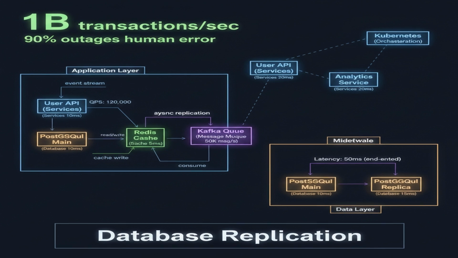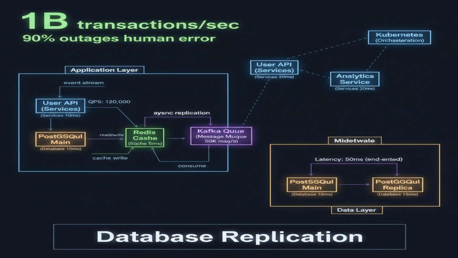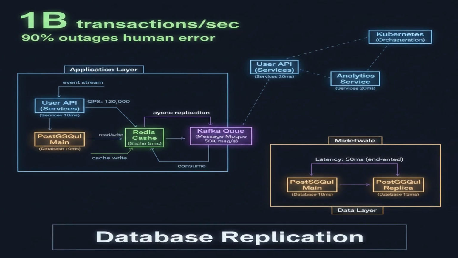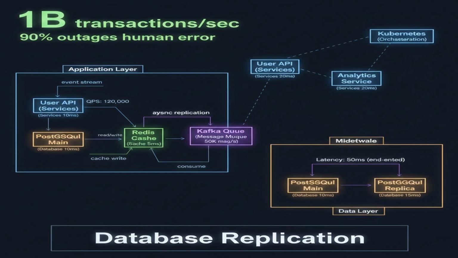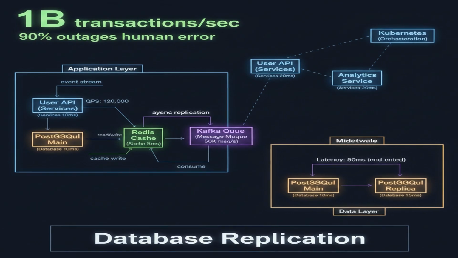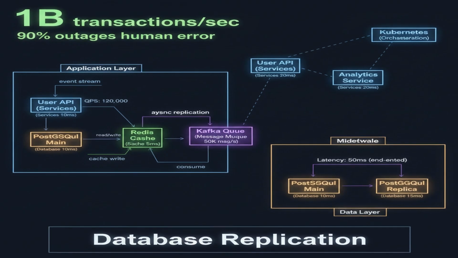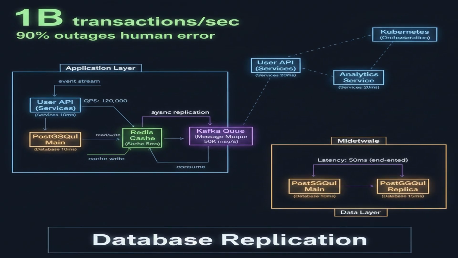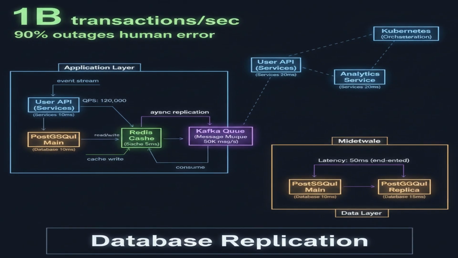Google's Cloud Spanner processes over 1 billion transactions per second. 90% of database outages are due to human error. Here's what most engineers get wrong when designing replication strategies. They don't fully grasp the trade-offs between consistency, availability, and partition tolerance. Remember this, we'll see why handling that transaction volume matters when we discuss scaling.